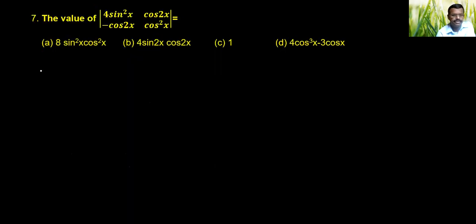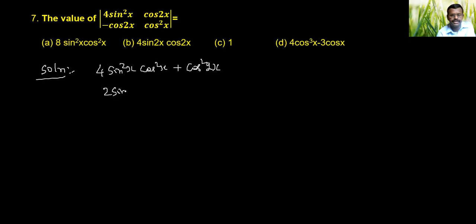It is a very simple question. Just go with the expansion. When you multiply, what do you get? Observe: 4 times sin square x into cos square x, minus into minus is plus, cos into cos is cos square 2x. See, 4 sin square x cos square x is what?